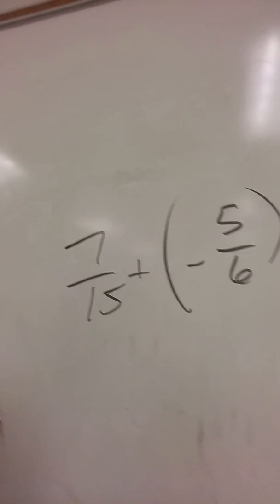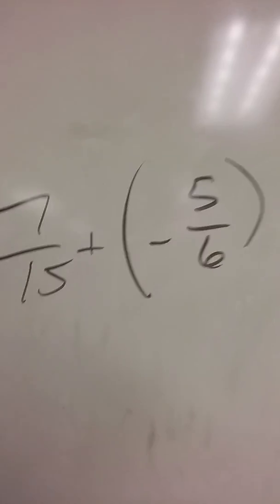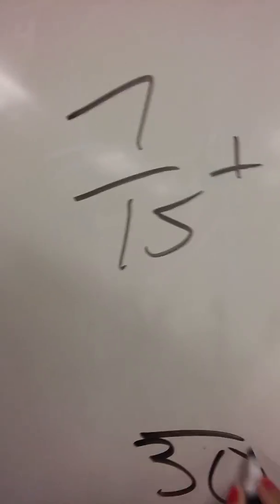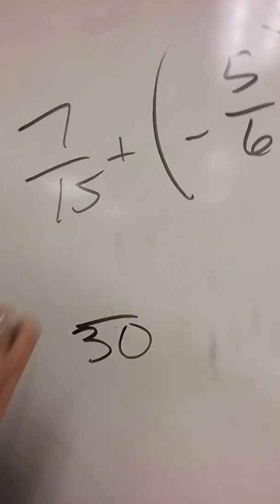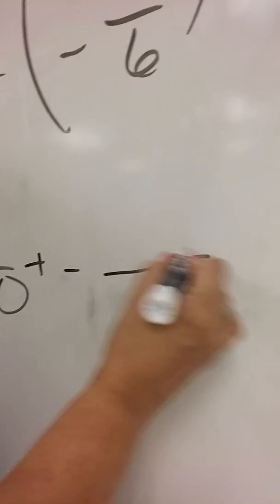And since I know my math facts, I know 15 plus 15 is 30, and 6 times 5 is 30. So I think that's going to be my best way to go. So 15 times 2 is 30. I'm going to rewrite my 30 down here in the bottom. And 7 times 2 is 14. And I'm going to add that to my negative.